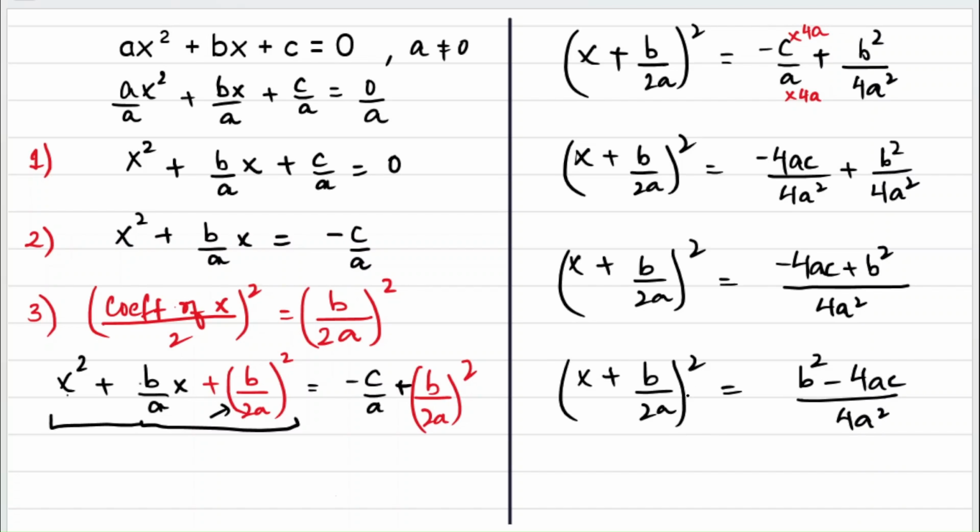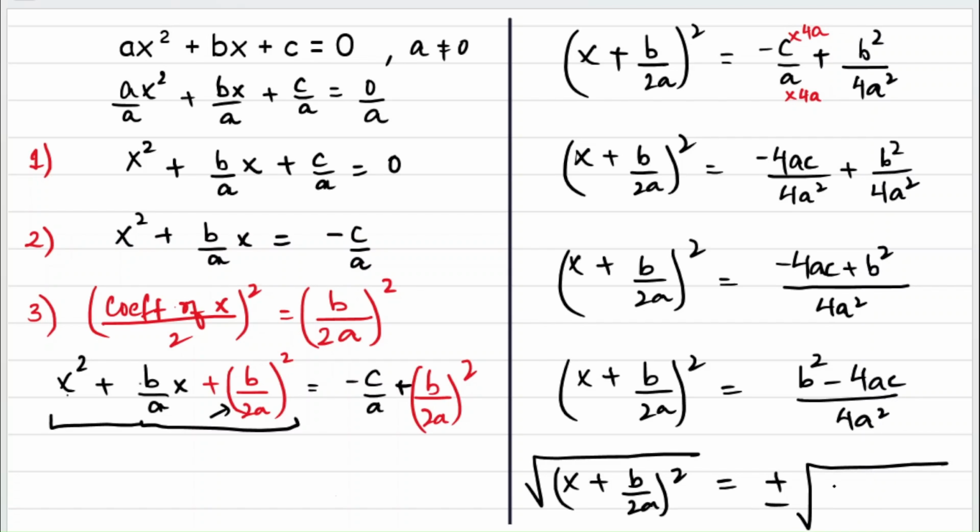Now, how to get rid of this square sign? I would be taking the square root on both sides. So when I take the square root on this side, I would get this on the left side. And when I take the square root on the right side, always remember the square root gives us two values, positive and negative. So this is plus or minus, and (b² − 4ac) over 4a². All right, I'll be continuing in the next slide.